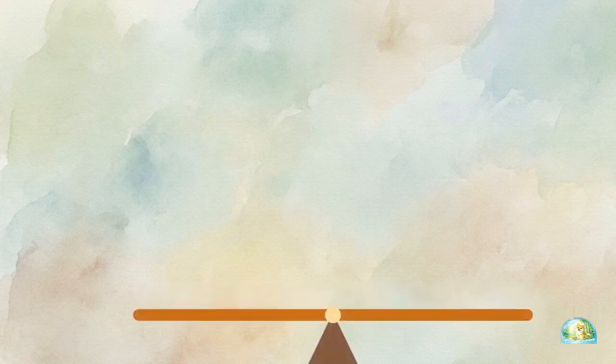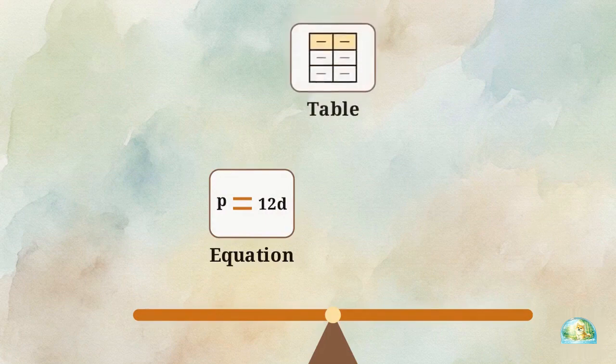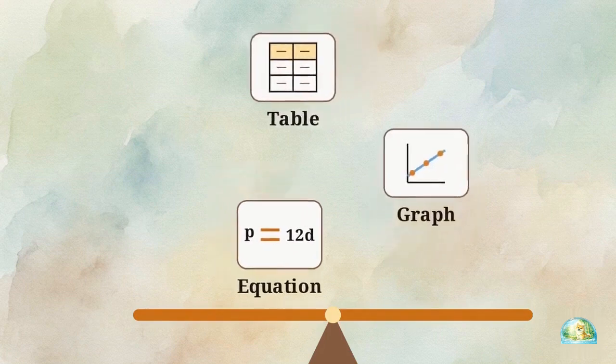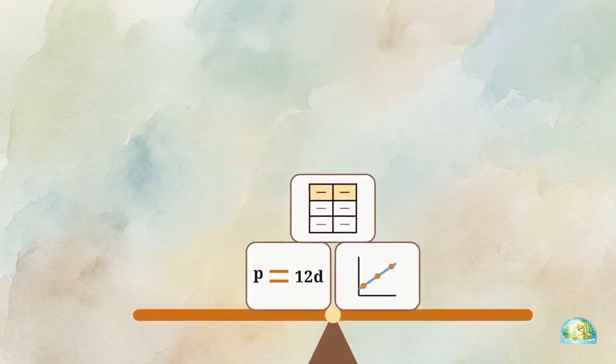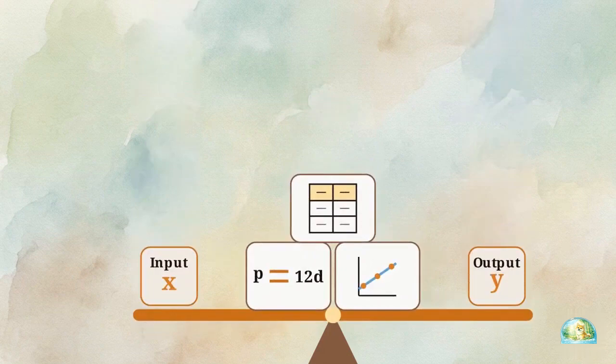To accurately track this balance, we use three connected tools: an equation, a table, and a graph. These are simply three different ways to look at the exact same relationship. Learning how they work together now makes it easier to understand complex patterns later.